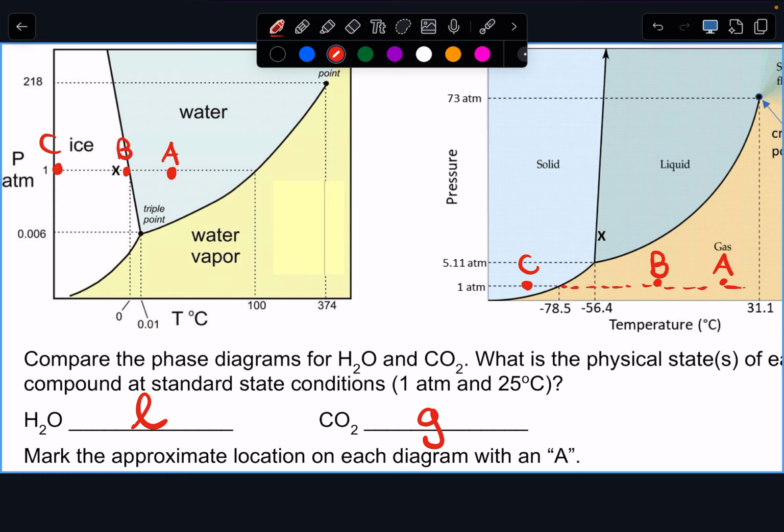Yep. What does it mean by critical point? We haven't gotten to that yet. Yeah, Louise. Actually, I'll answer that. Let me just finish C.